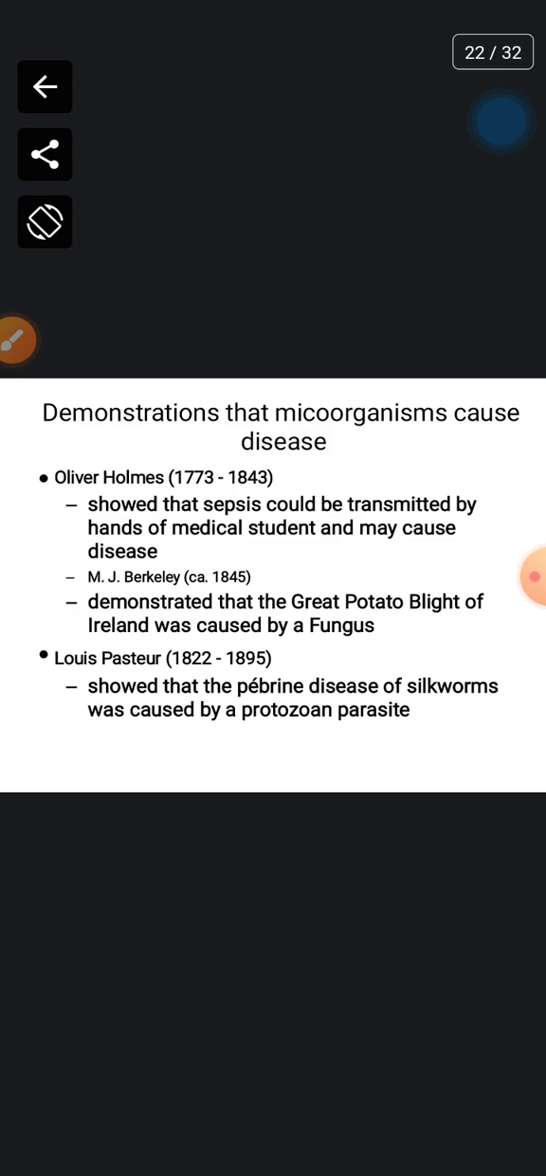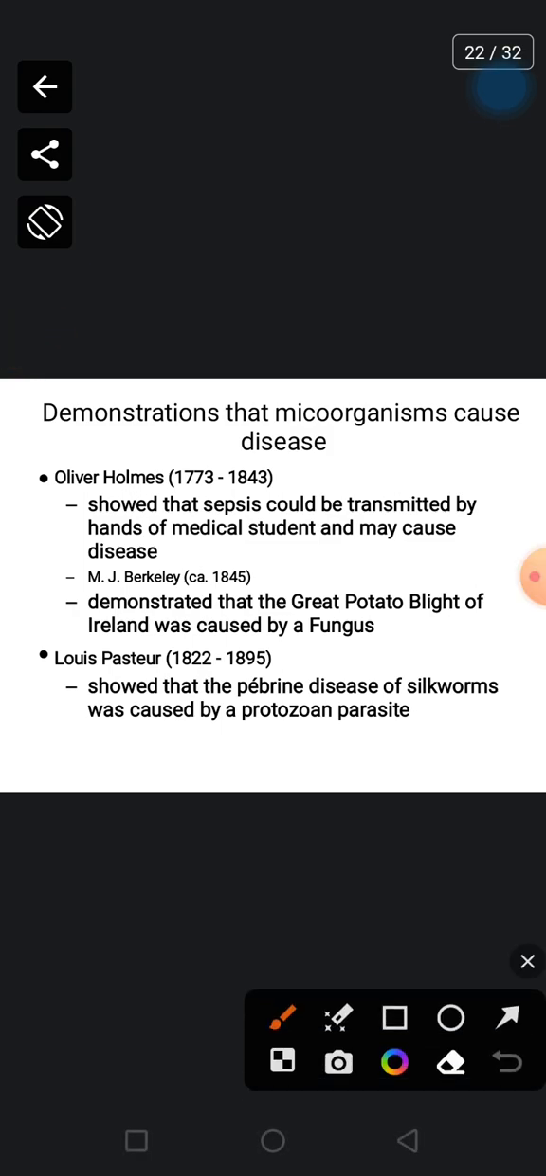So now we see what is the role of microorganisms in producing diseases. First, a scientist who demonstrated that is Oliver Holmes. Holmes showed that sepsis, which is a type of disease, could be transmitted by the hands of medical students and may cause the disease.